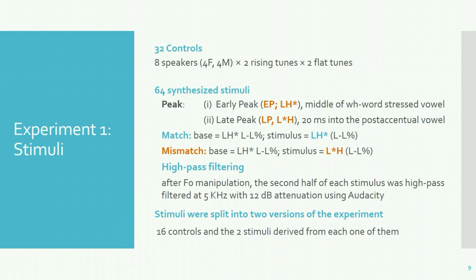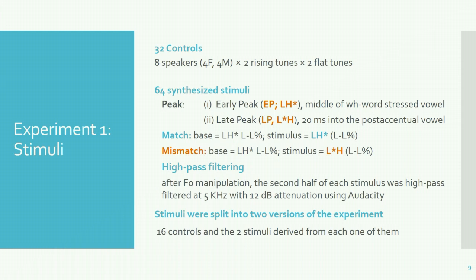So either to create an early peak, and with early peak we mean that the peak was set at the middle of the WH word stress vowel, or creating a late peak, and with late peak we mean that it was set 20 milliseconds into the post-accentual vowel. In this way we created matches and mismatches. So a match is a base that had an early peak and it was manipulated towards an early peak. That's an instance of match.